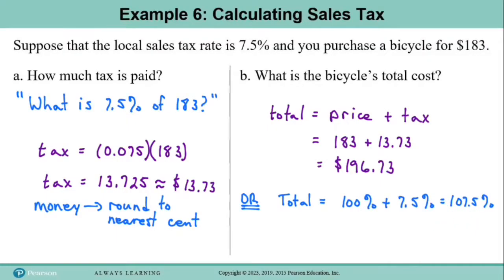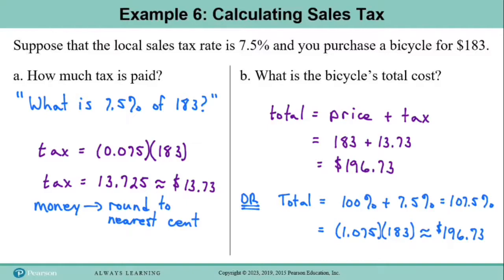So what you can do, if you just want the bottom line total price that you're going to pay, is you can say, what is 107.5% of this item's price? So you can say 1.075 times 183, and you'll just get the total right there. And I've already rounded it here. But you see how that saves you a step.